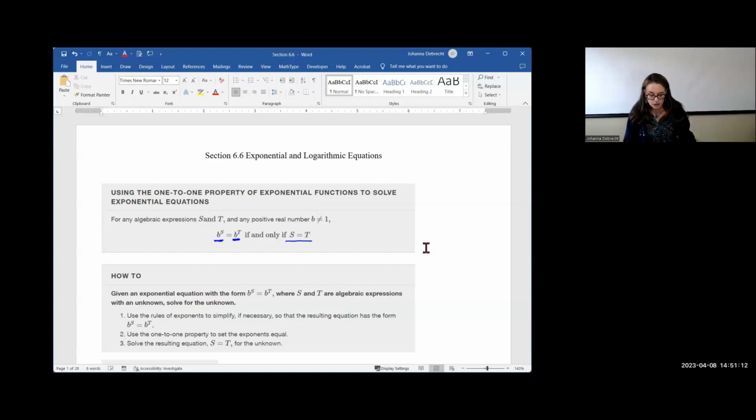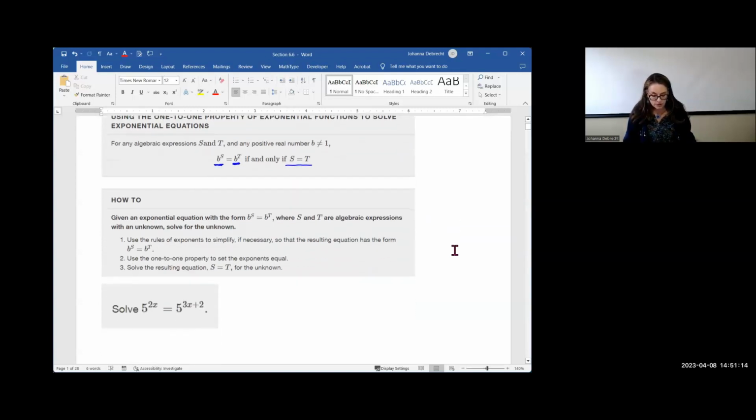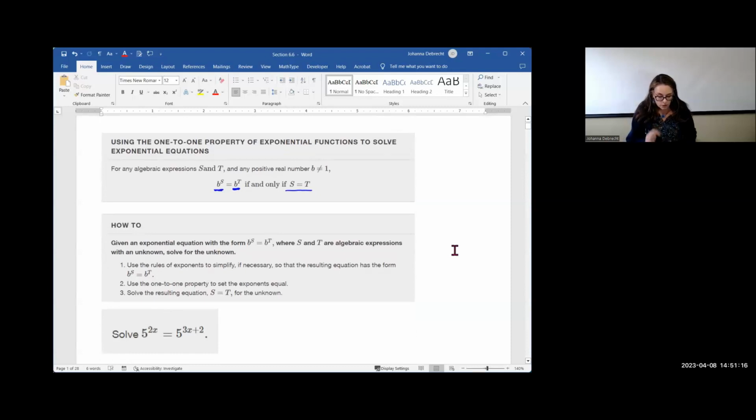So we want to take a look at an example problem here, which we can see right here. We have 5 to the 2x equals 5 to the 3x plus 2. The equals means that they are already equal. So our answer parts are equal. Our bases are both 5. And that means the powers have to be the same by this one-to-one property of exponential functions. So from here, I can directly write 2x equals 3x plus 2 and solve for x.